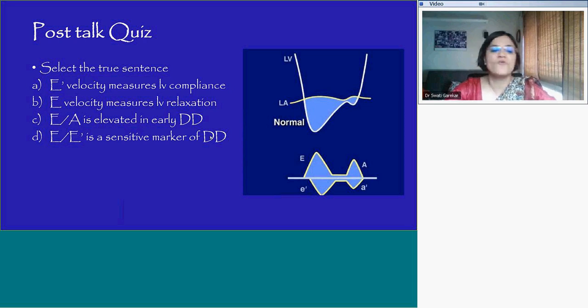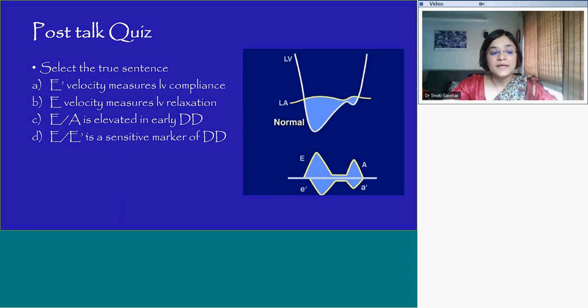So somebody says D and somebody else also. I am pretty happy with that. Let me quickly refresh it for everybody. So velocity across the mitral valve reflects... I'm sorry. So E velocity reflects relaxation normally. Compliance.